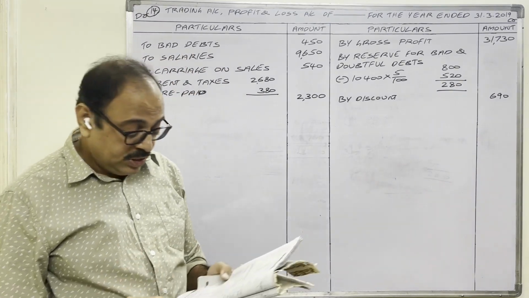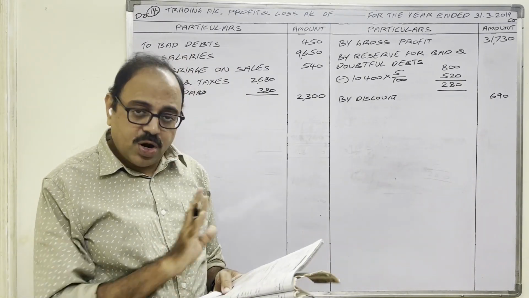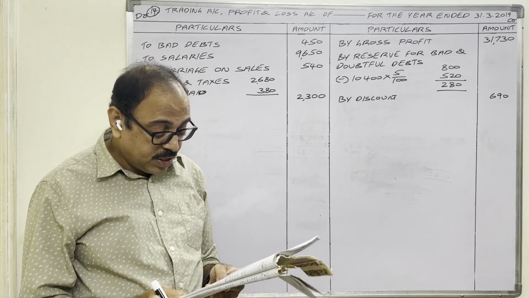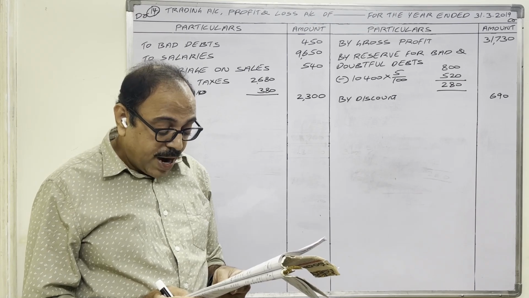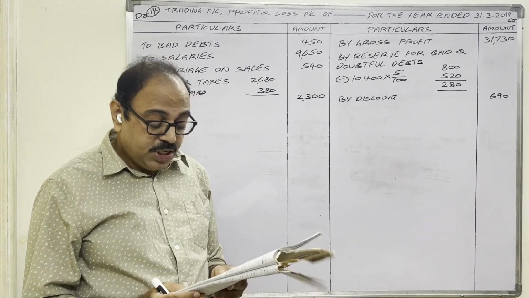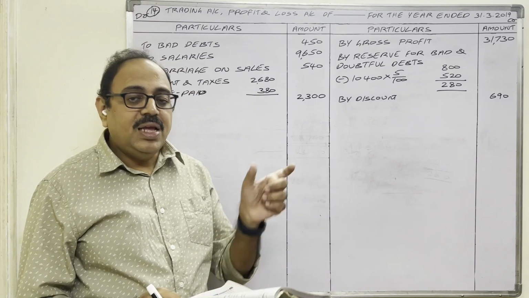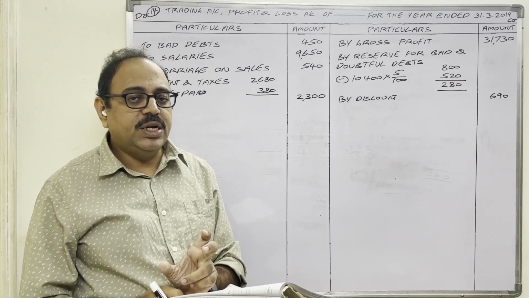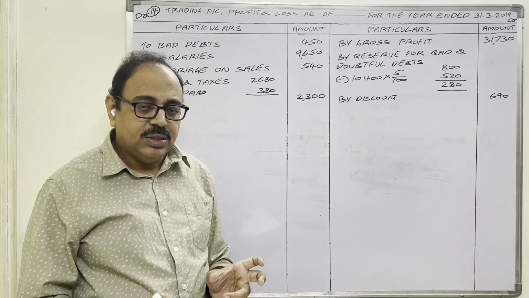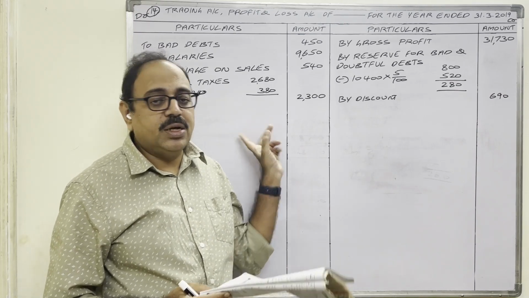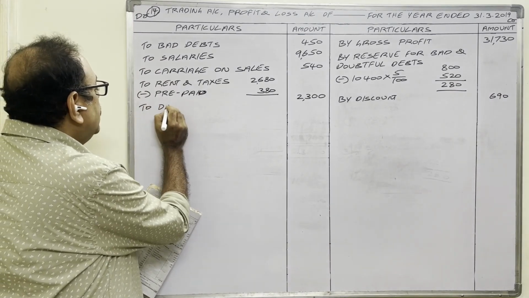Come to adjustments. Closing stock value not here. Outstanding wages over. Prepaid rent and taxes completed. Provide reserve for bad and doubtful debt on sundry debtors at 5% completed. Depreciation on furniture. Furniture is a fixed asset. When we continuously use this asset, its value decreases. That is expenditure to us. In the P&L account debit side we should show that.